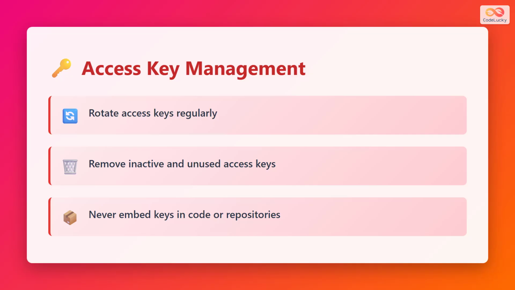Never embed access keys directly in your code or commit them to version control repositories. Instead, use secure methods like AWS Secrets Manager, environment variables, or IAM roles. Hard-coded credentials in code are easily exposed and represent a major security vulnerability.